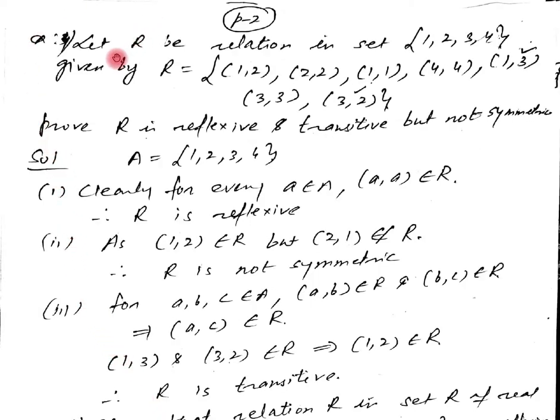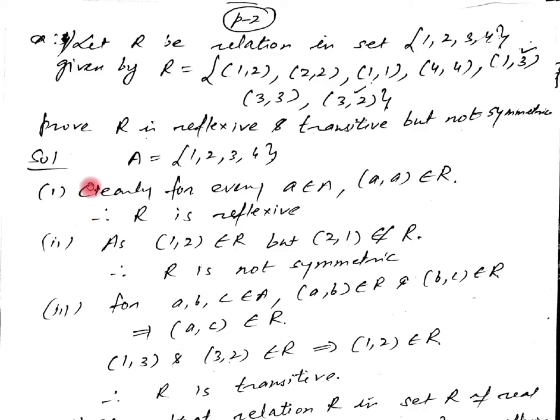Now the next question is here. Let R be the relation in the set A given by this. It is given: prove that R is reflexive and transitive, but it is not symmetric. Now A is {1, 2, 3, 4} and the relation is given. All the ordered pairs are given.